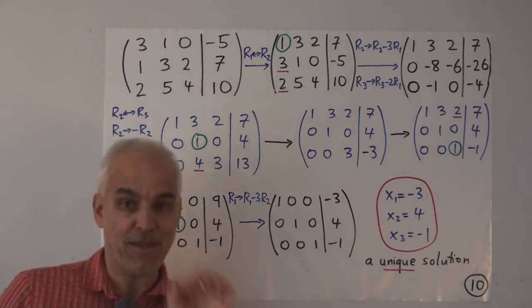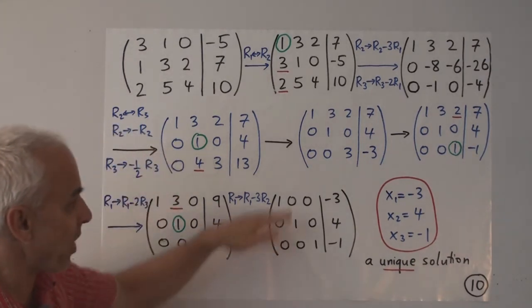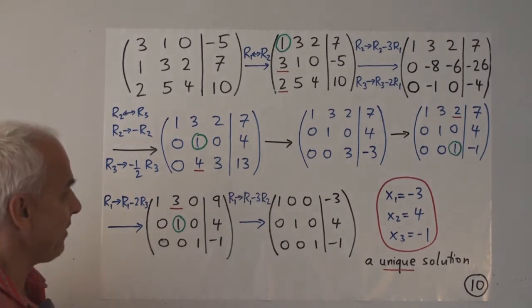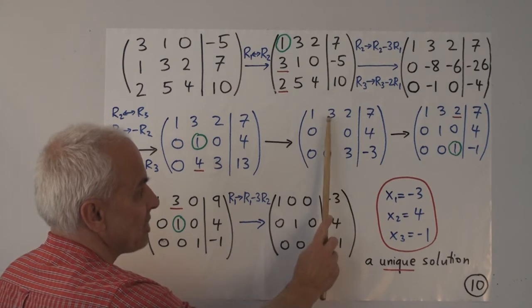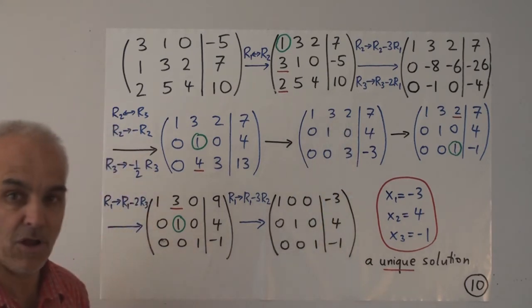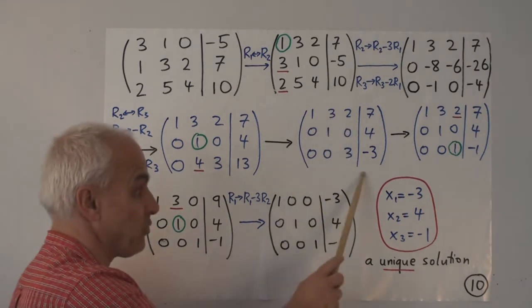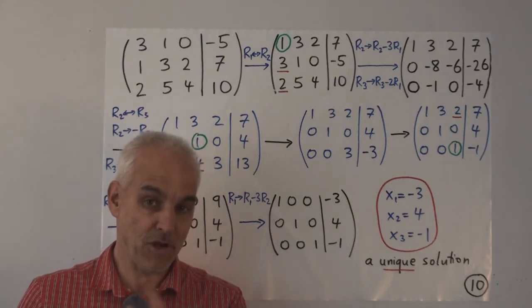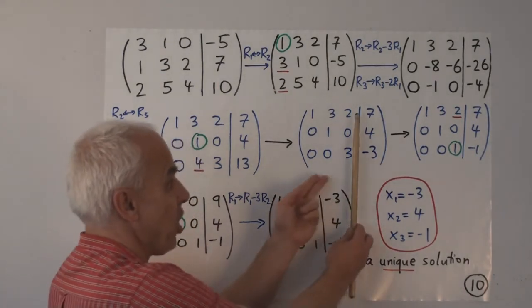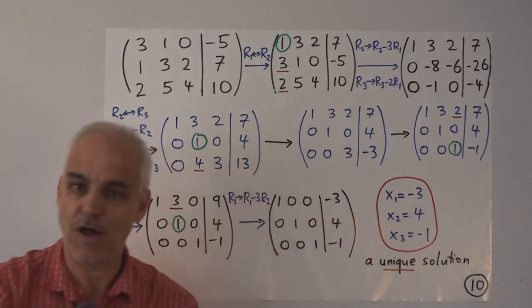And we could have seen that there was going to be a unique solution quite a long time ago. Even right up at this level here, we could recognize that each of these columns was going to be a leading column. So even at this stage, we could have predicted that there was going to be a unique solution, with no parameters, because there are no non-leading columns on the left-hand side.